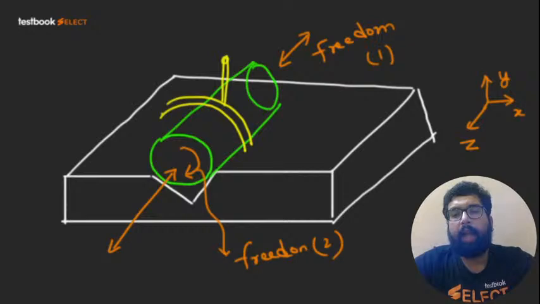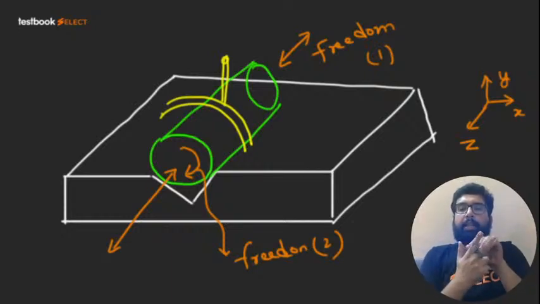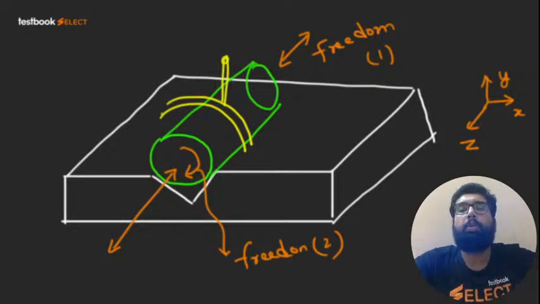It cannot have rotation in any other plane or about any other axis, because we can see a clamp at the top. So it cannot move like this. It cannot rotate like this. It cannot rotate up and down. So it can only rotate about Z. So it has got 2 degrees of freedom.